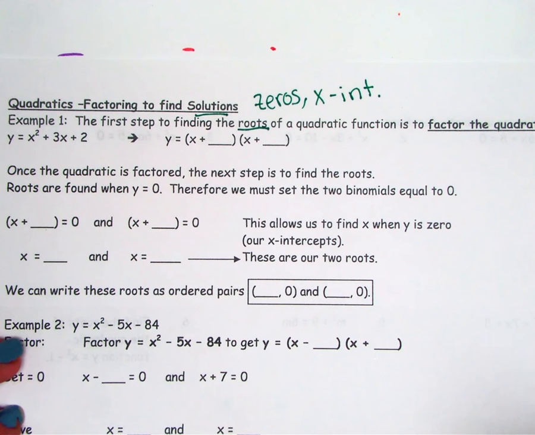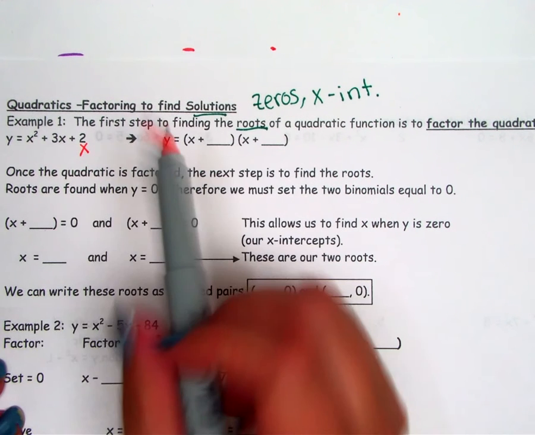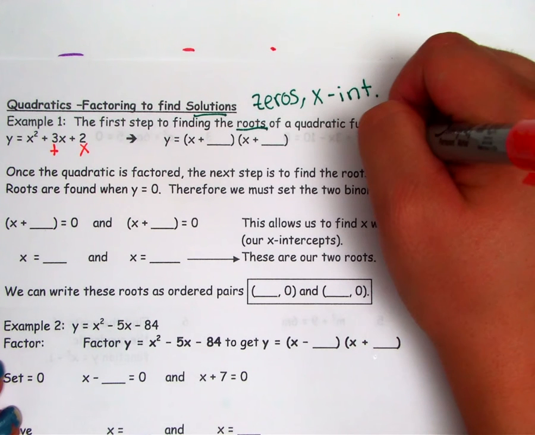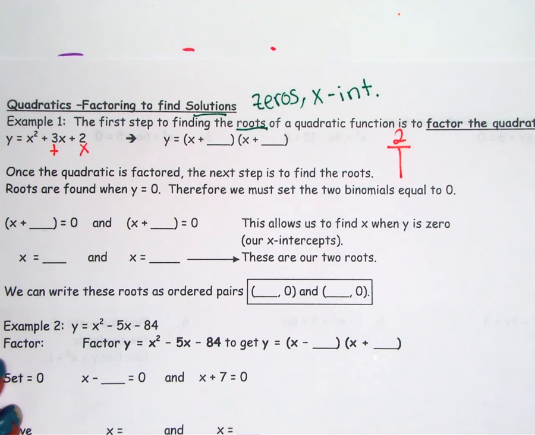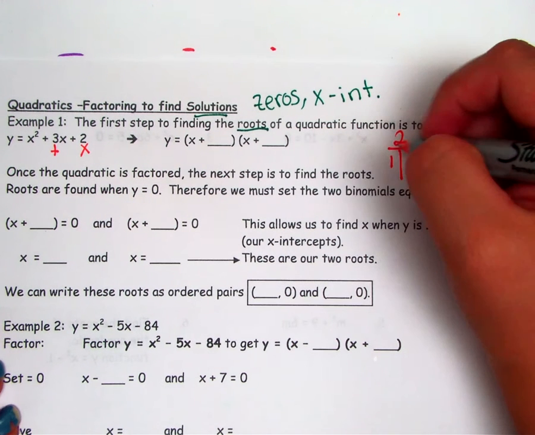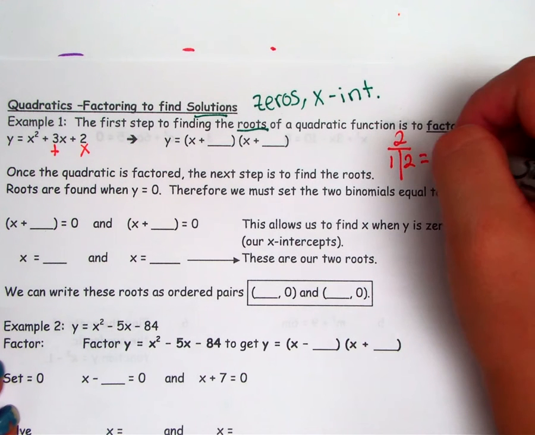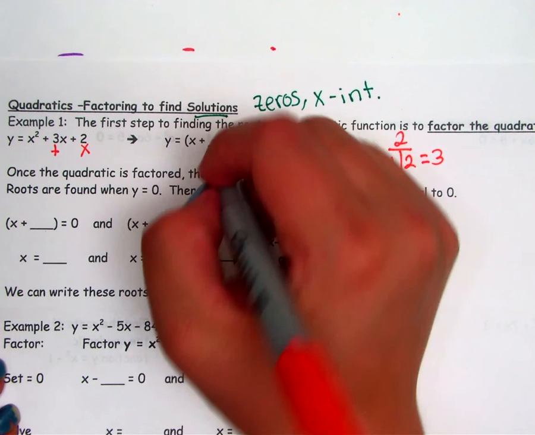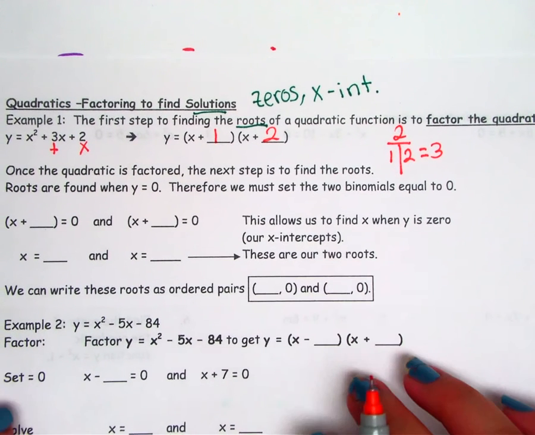You're going to have to ask yourself, what numbers multiply to give you the last number, but add to give you the middle? And the way I like to do this is I kind of make a little t-chart, and it helps when you have really big numbers for the last one. And what 2 numbers multiply to give you 2? Well, 1 times 2 gives you 2. And if I was to add those, I would get 3. And that's exactly what I'm trying to do. So inside my parentheses, I have a 1 and a 2. So now that's factored out. Now we move on to the next step.